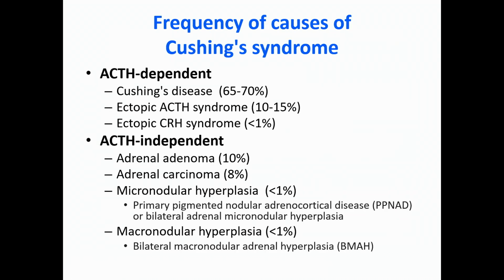In terms of the causes of Cushing's syndrome, it can either be ACTH dependent or ACTH independent. So ACTH dependent can either be Cushing's disease or ectopic ACTH syndrome. And for ACTH independent causes, it can include adrenal adenomas, adrenal carcinomas, and then these two less common conditions where you could have micronodular hyperplasia, where you can often have bilateral adrenal micronodular hyperplasia, or this one here where you can have macronodular hyperplasia bilaterally.